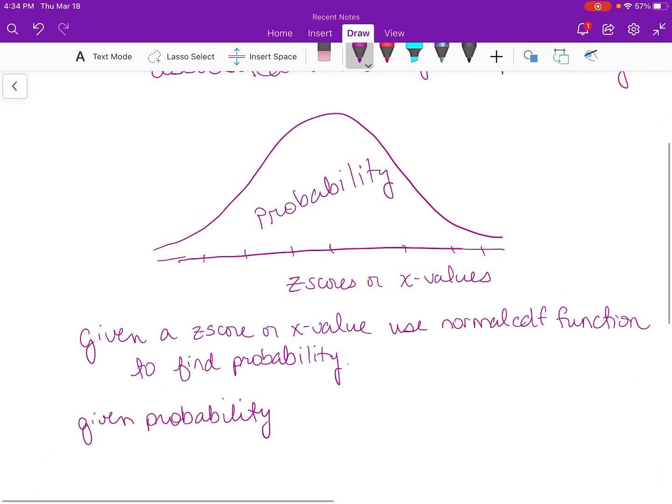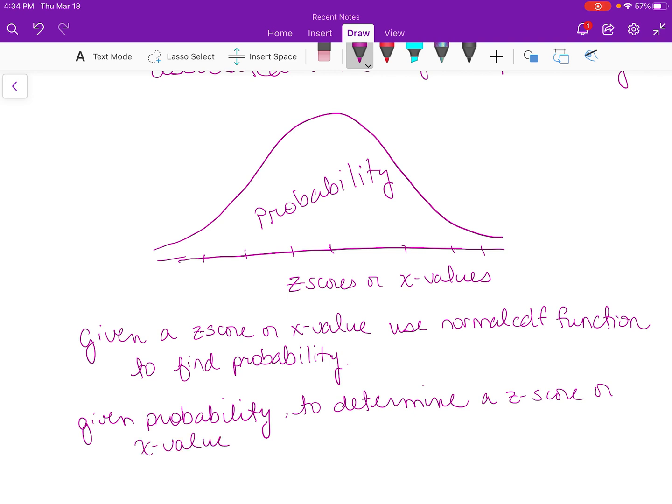So given a probability to determine a Z-score or X value, we're going to use inverse norm. So up here, that was second vars 2. This one is second vars 3.